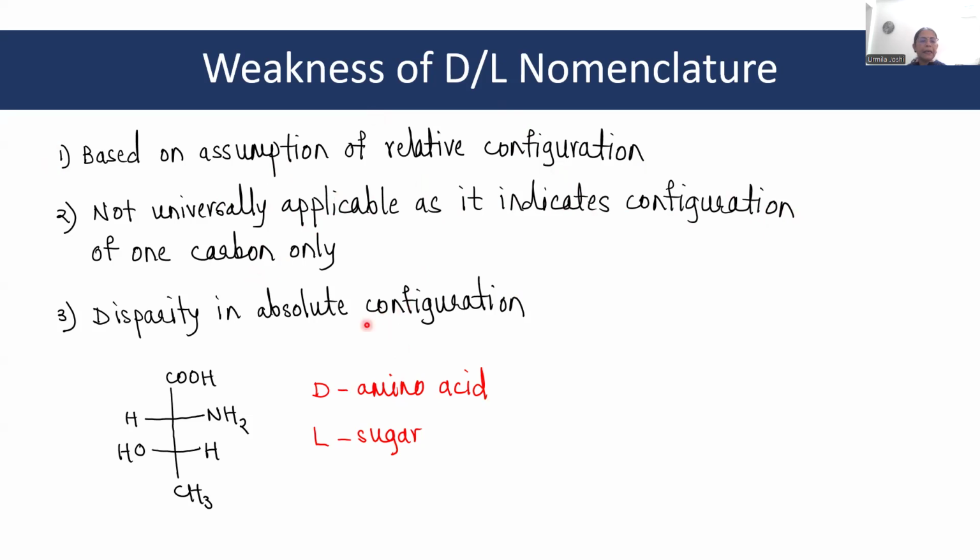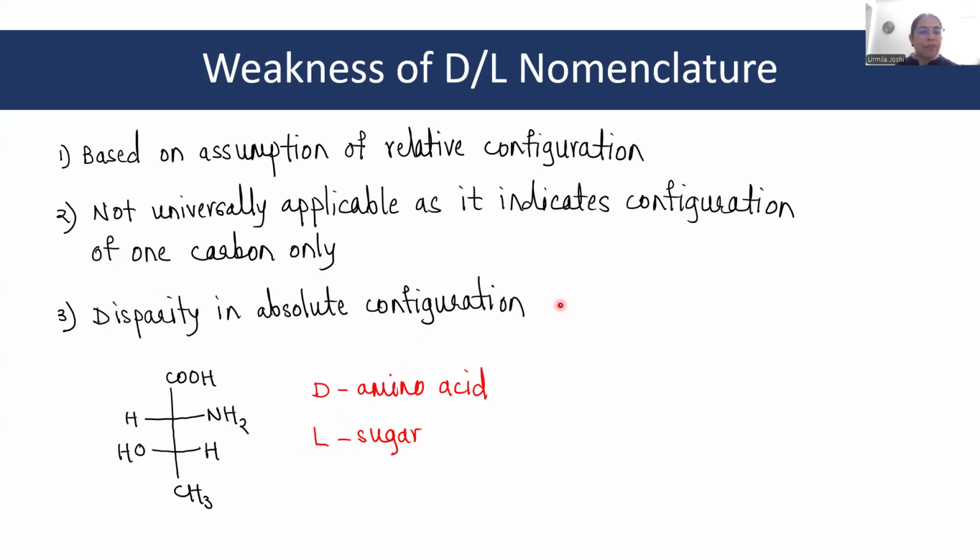Thirdly, disparity in absolute configuration. This is the example of threonine. When you are nomenclating it as an amino acid, then you will put it as D-amino acid, right? Because the NH2 group is on your right. But if you are nomenclating it as an amino sugar, then you will take the configuration of highest numbered chiral carbon, that is this. And so you will nomenclate it as L sugar. So there is a disparity in absolute configuration.